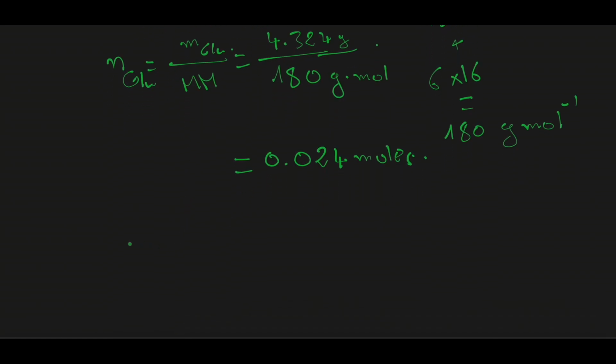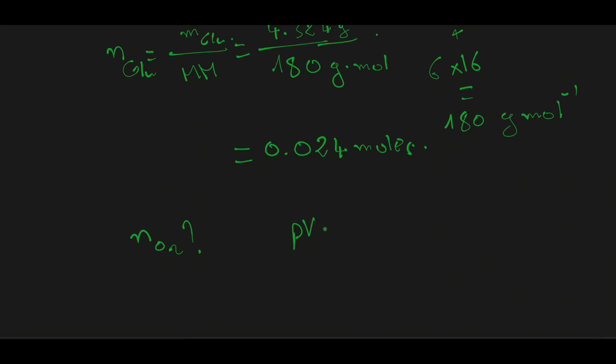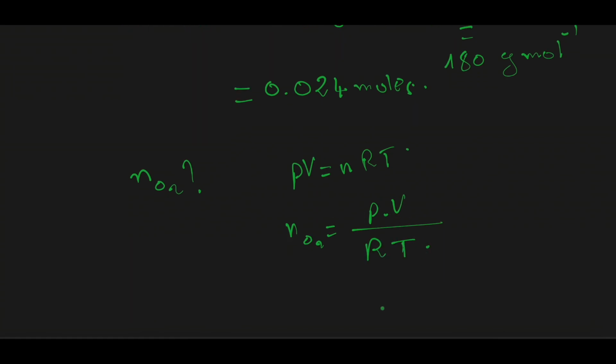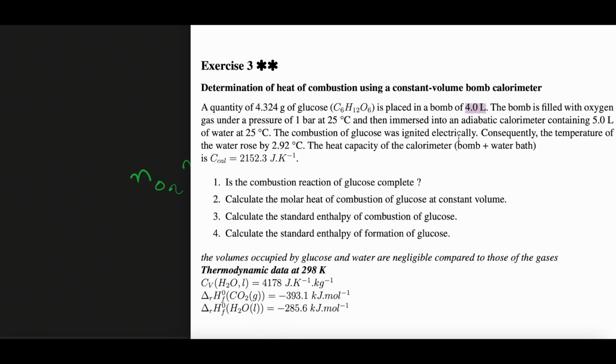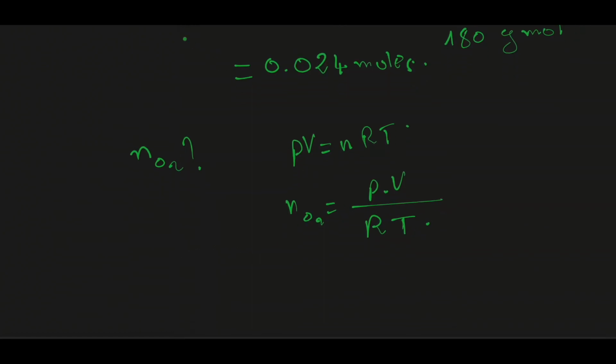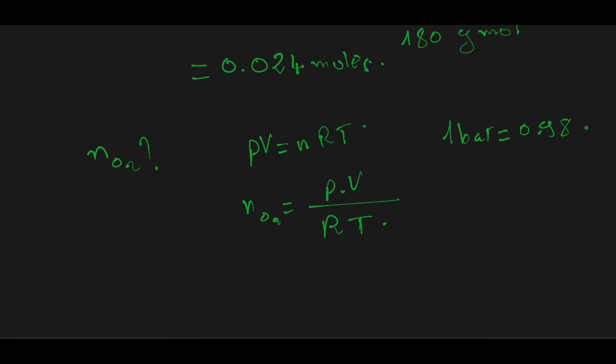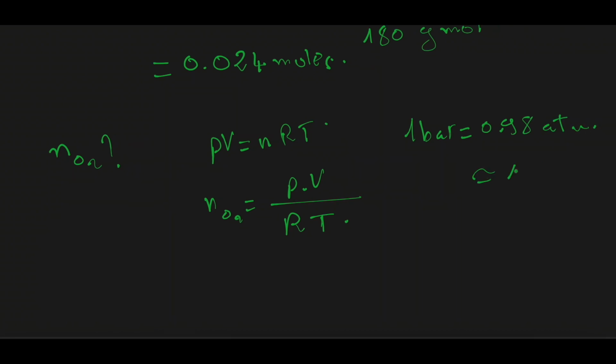Now we have to determine the number of moles of oxygen. Here oxygen, we assume that it is an ideal gas, so we'll use the ideal gas equation. And the number of mole of oxygen is equal to the pressure in the bomb times the volume of the bomb over R times T. Here the volume of the bomb is 4 liters, and the pressure inside the bomb is 1 bar, which is about 0.98 atmosphere at 25 degrees Celsius. So here we have the pressure, we have set 1 bar, it's about 0.98 atm. So we can say it's about 1 atm also.